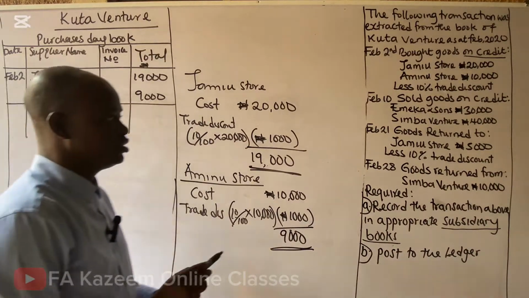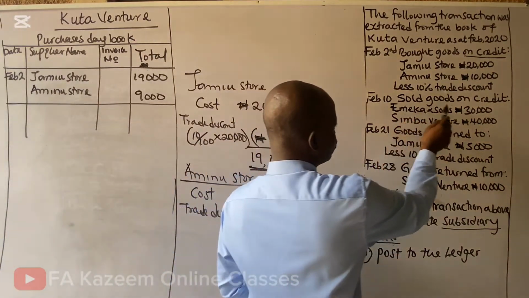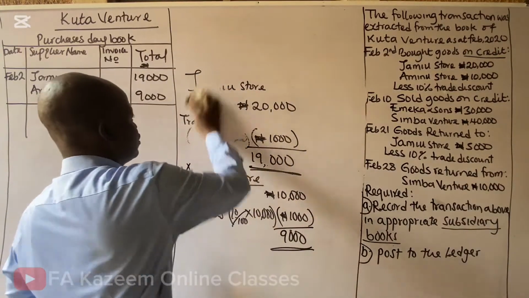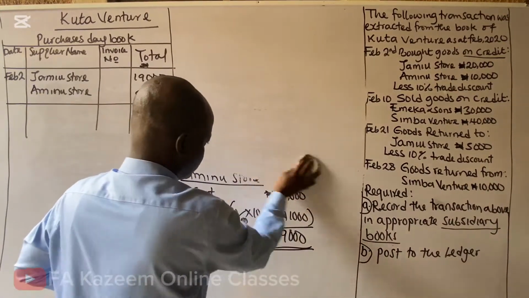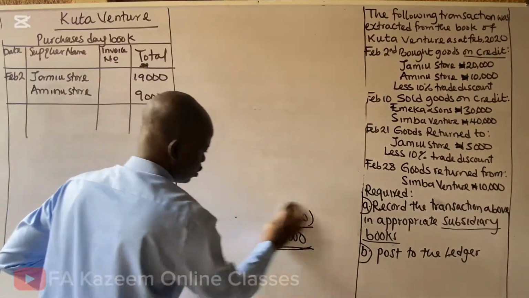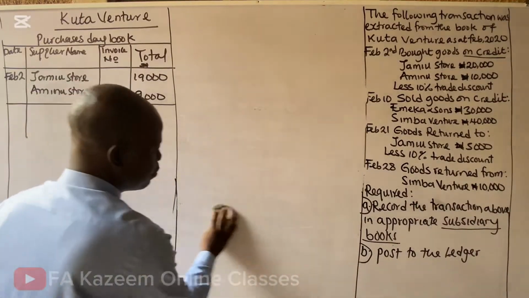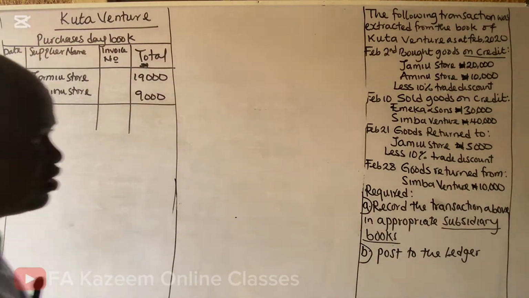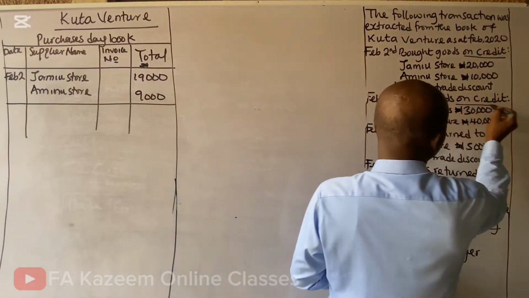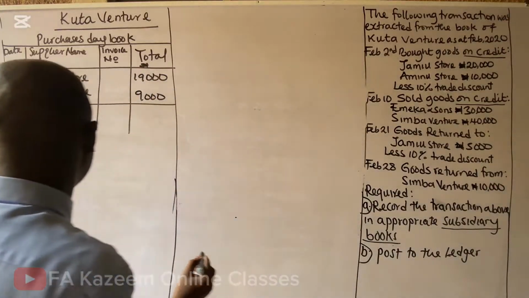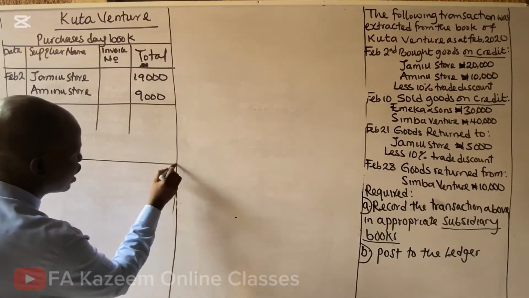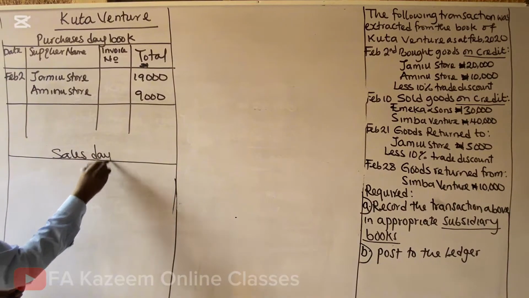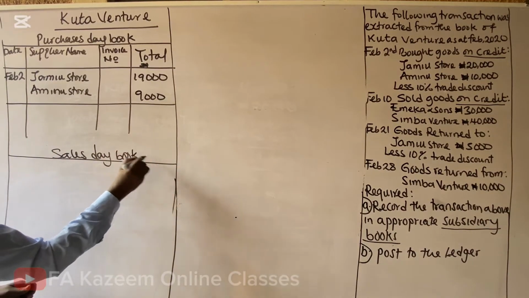The next question said sold goods on credit to Emeka and Son and also to Simba. The appropriate subsidiary book for goods sold on credit is the sales day book. You draw another table for the sales day book.